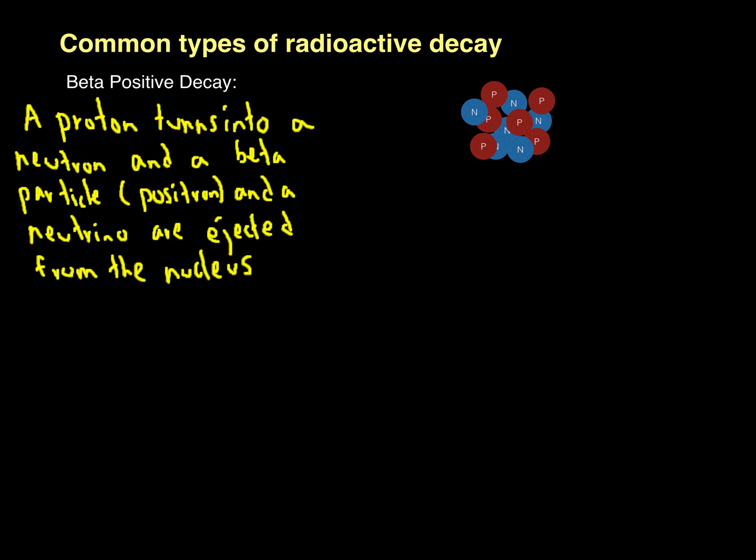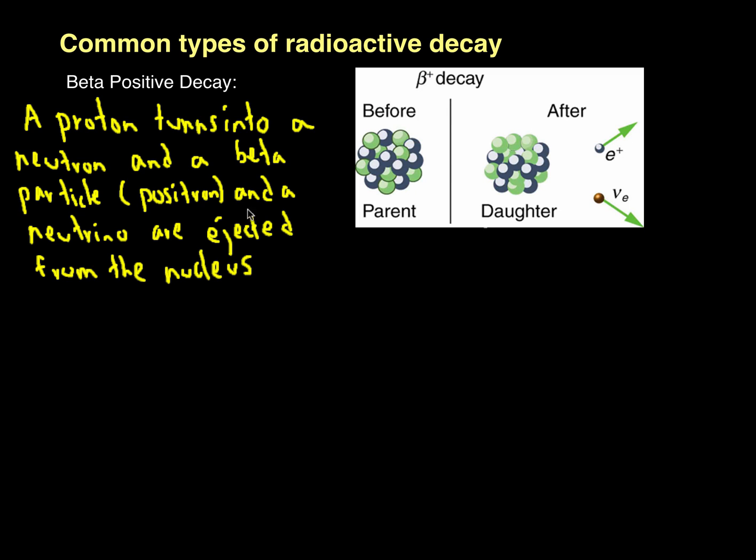So in our original parent nucleus, a proton turns into a neutron, and a positron as well as a neutrino are ejected from the nucleus. The general equation for beta-positive decay looks like this. The original parent nucleus, X, A, Z, turns into the daughter nucleus, which is Y, has the same atomic mass, but decreases by 1 proton, so it becomes Z minus 1.